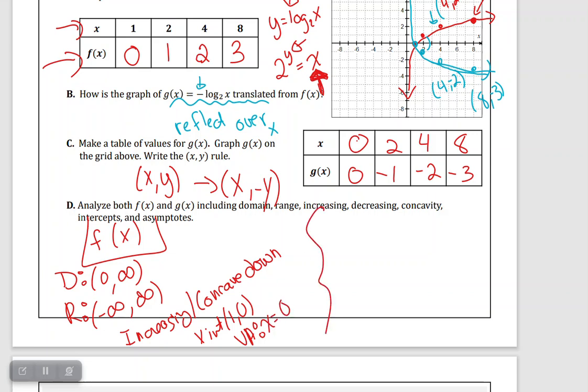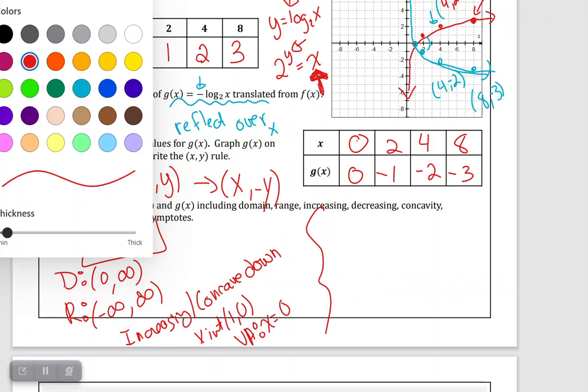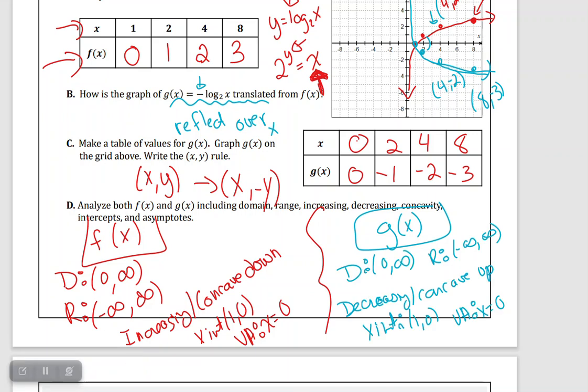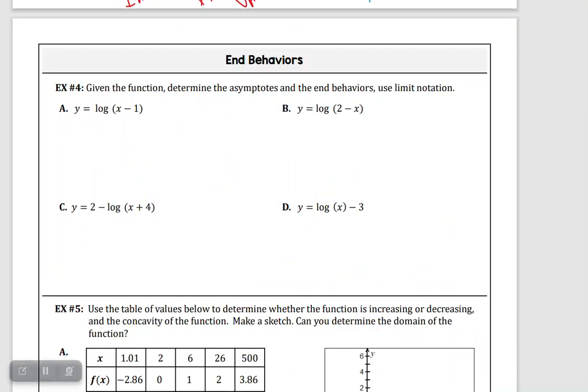Go ahead, pause the video for a minute, and do the exact same thing for g of x. Find all that information. Okay, you can kind of look at that information for g of x. Pause the video, make sure that you have that correct. Number 4 is just taking a deeper look at those end behaviors based on the manipulations of the graphs.